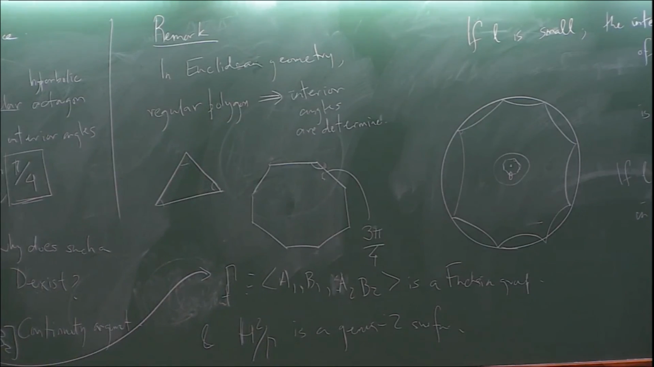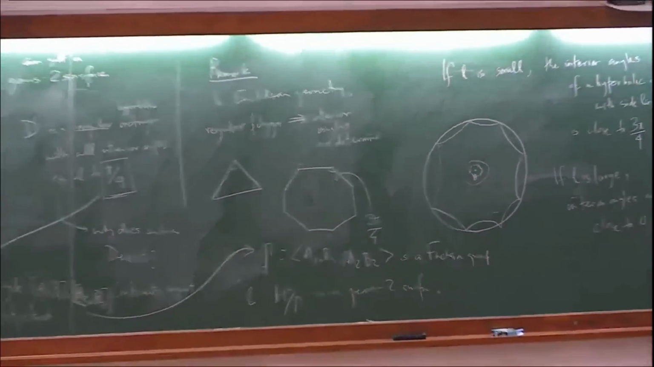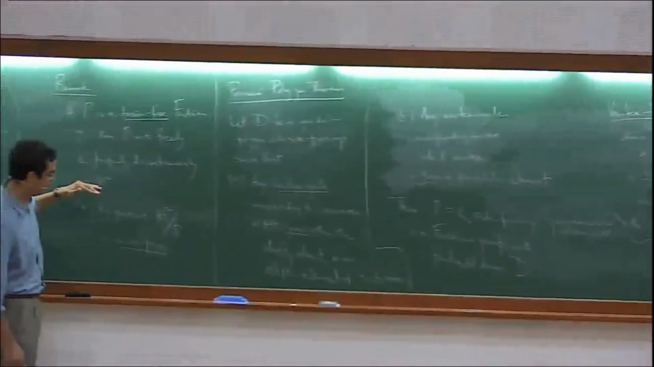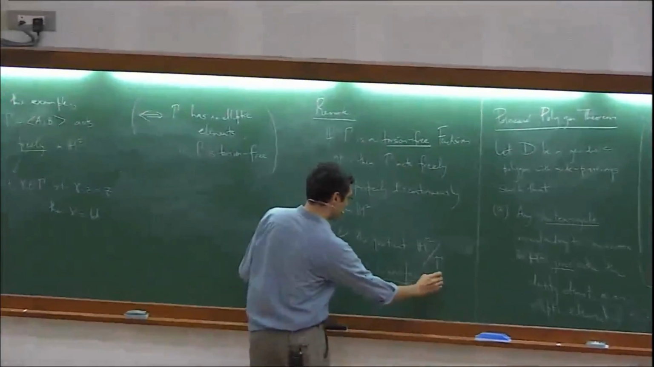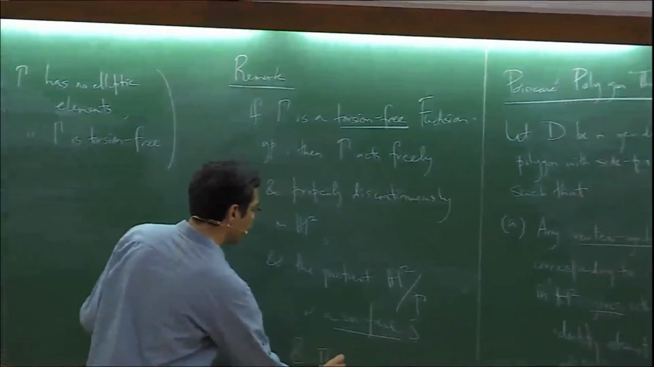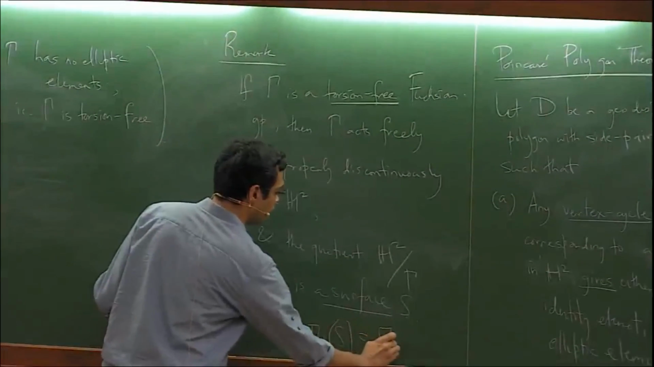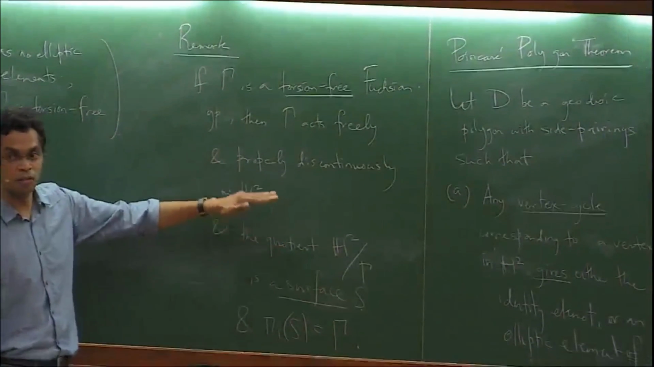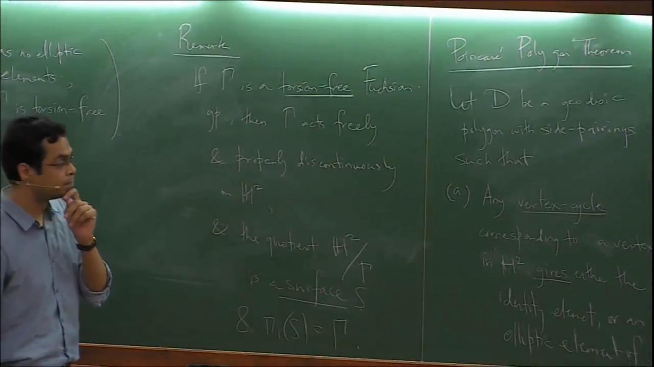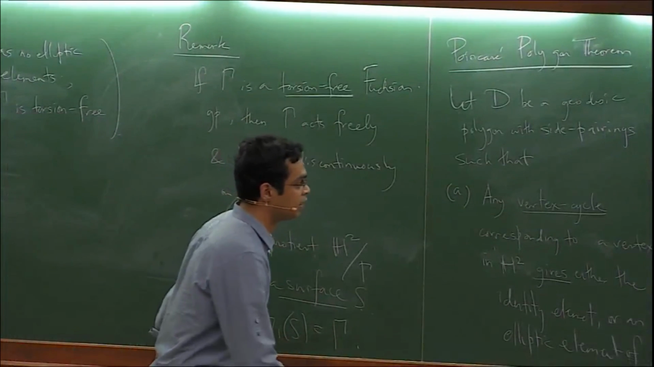Yes, that's right. You're forming a surface by this quotient. So this must be the universal cover. H2 is a simply connected space, and the surface S has fundamental group pi 1 of S equal to gamma. That's a consequence of this.